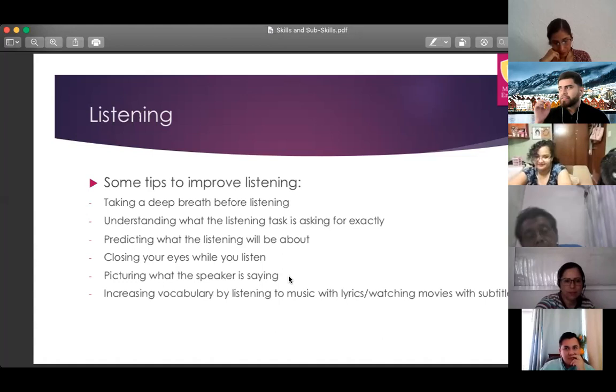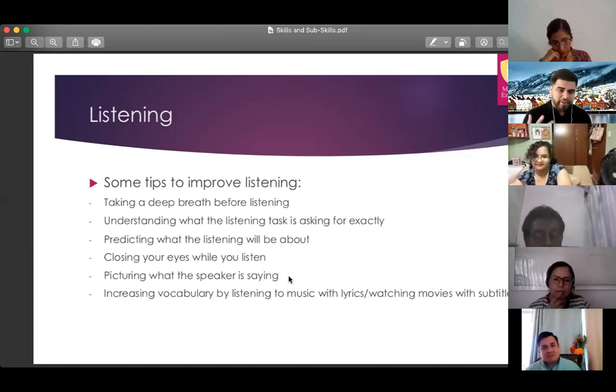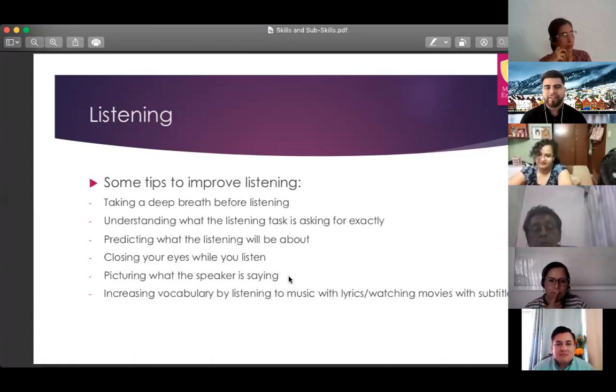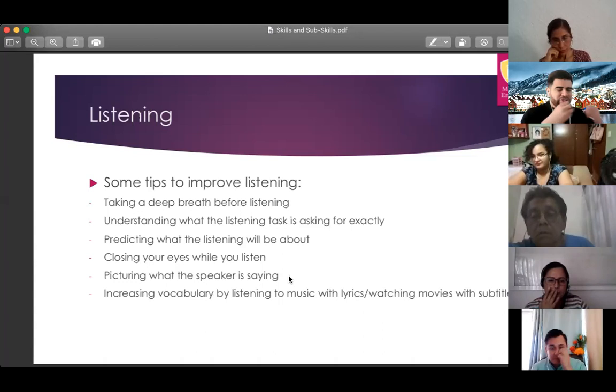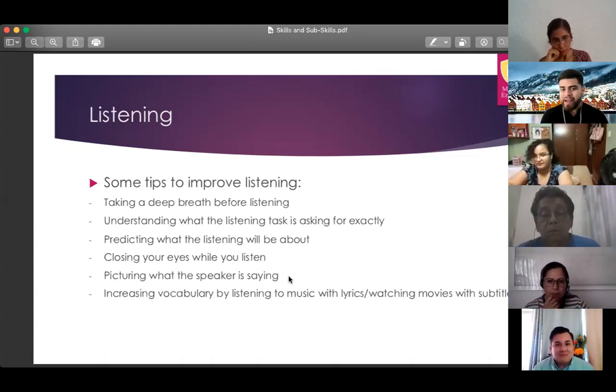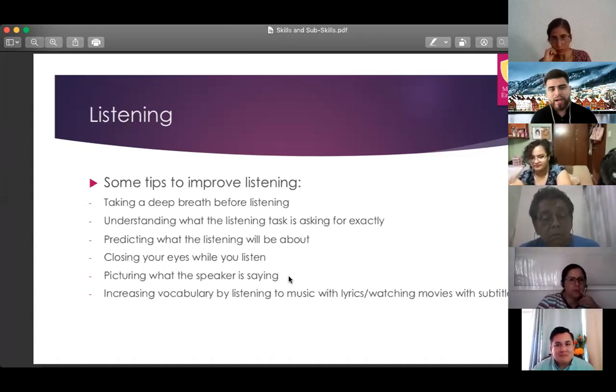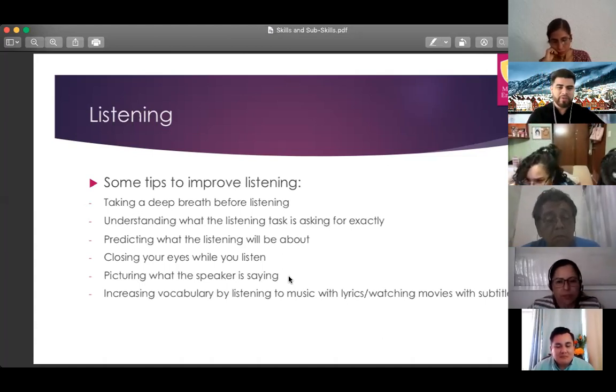Another thing, if your student is a visual person, tell them to picture what they are hearing, okay? Don't just listen, try to project it in your mind. Imagine where is it? Who is speaking? What are they doing? What are they wearing? How are they feeling? How are they looking at each other? What is their body language?